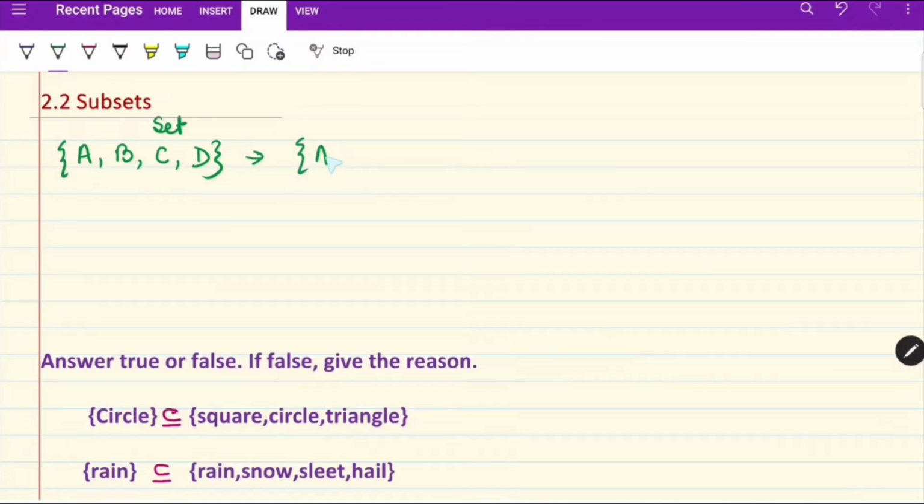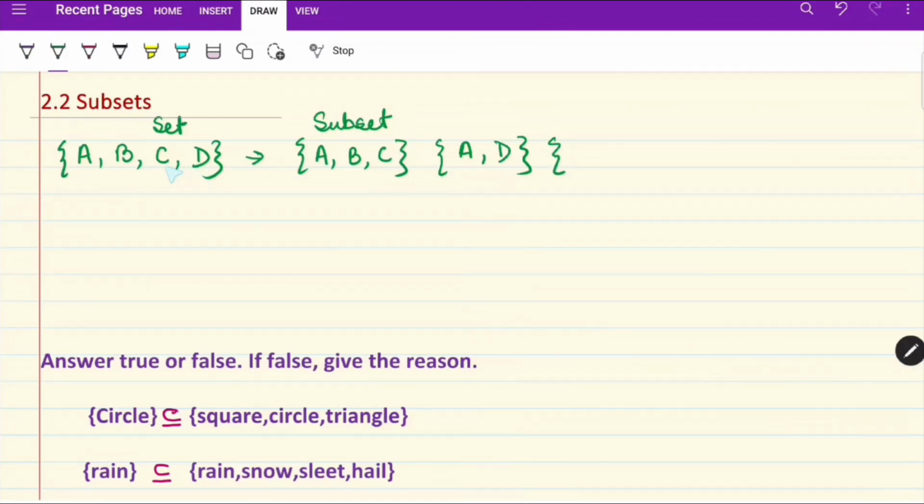So the set containing A, B, C is a valid subset of the set A, B, C, D because all its elements are also a part of the bigger set. Likewise, let's create another subset A, D. It has only 2 elements, but both A and D are also members of the original set. So it's a proper subset.